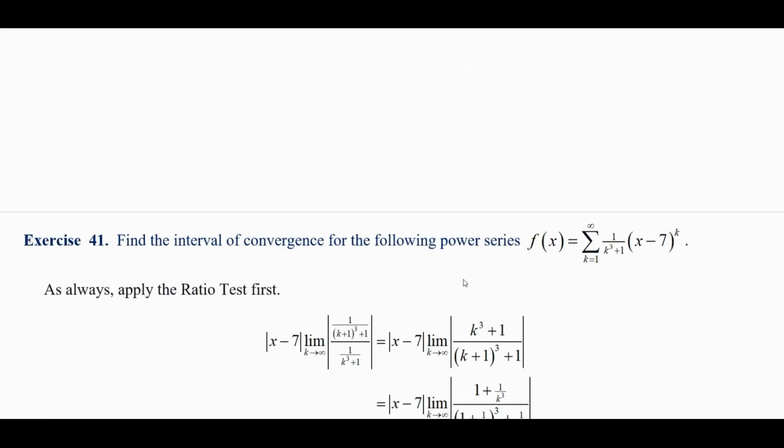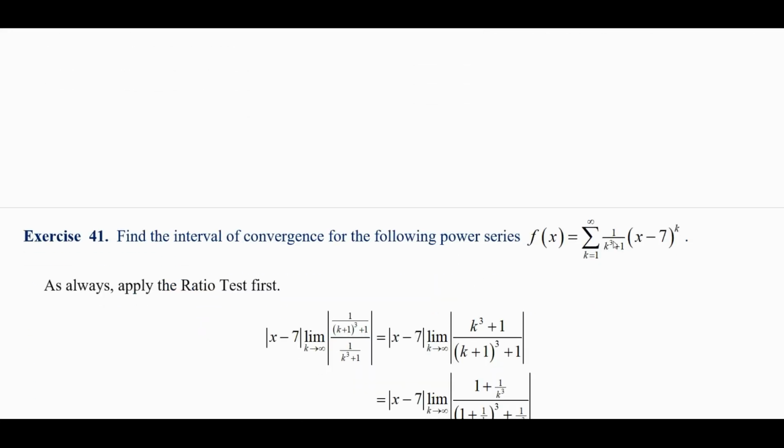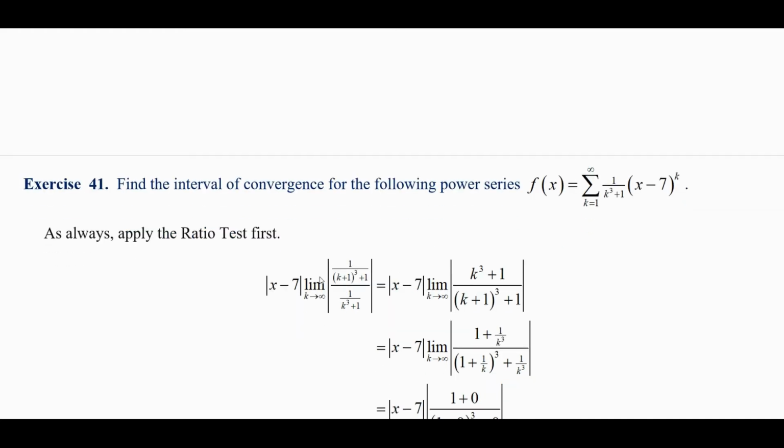All right, we have the sum from k equals 1 to infinity of 1 over k cubed plus 1 times x minus 7 to the k. So there's our x minus 7 absolute value up front. And then we do the ratio of the coefficients here, where we put the original coefficient in the denominator, and we put in the numerator the same thing with a k replaced by k plus 1. Okay, so this is k cubed plus 1 over k plus 1 cubed plus 1.